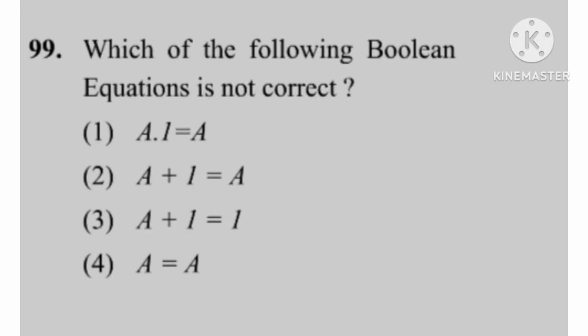Next question. Which of the following Boolean equations is not correct? The options are given below. A into 1 equal to A, this is right. A plus 1 equal to A, this is not correct. The other option is also correct. So option number 2 is the right answer, as this is not correct. Next question.